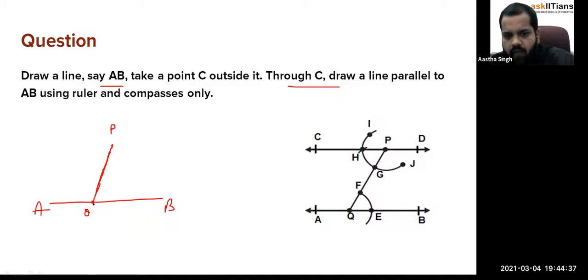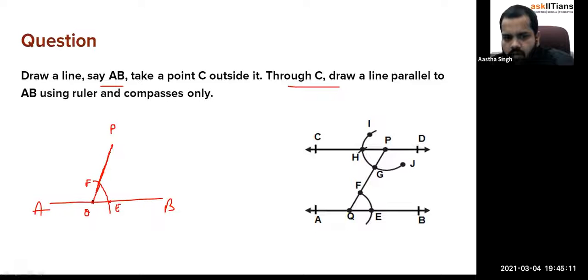With P as center and any radius, just draw an arc like this, so that it will cut your AB at point E and your PQ at point F. With any radius, just draw an arc, so that it will cut QP at F and your AB at point E.